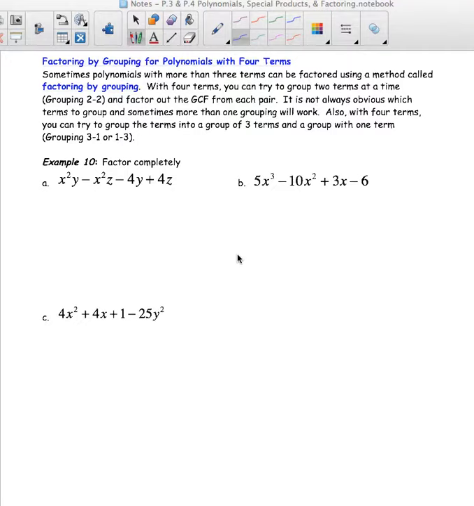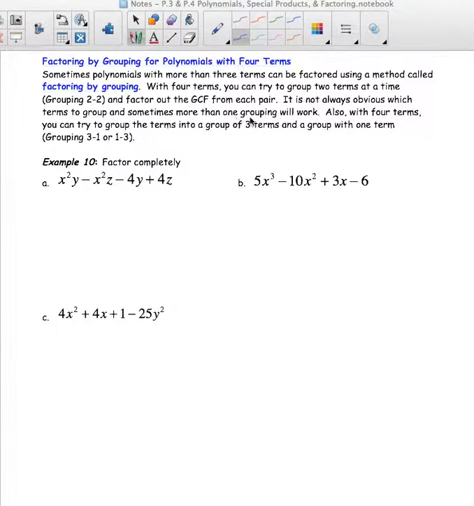We're going to talk about factoring by grouping for polynomials with four terms. This is notes P.4, from the notes packet P.3 and P.4. Sometimes polynomials with more than three terms can be factored using a method called factoring by grouping.